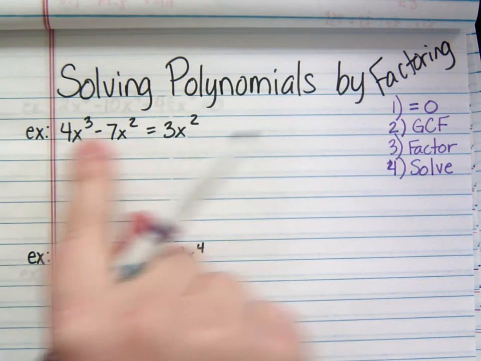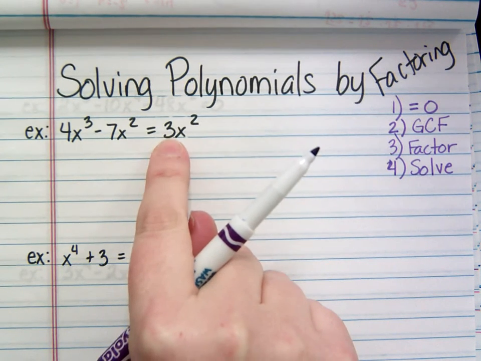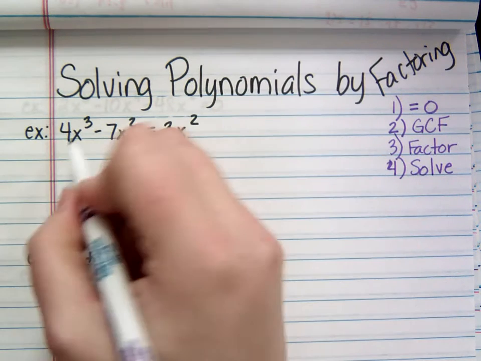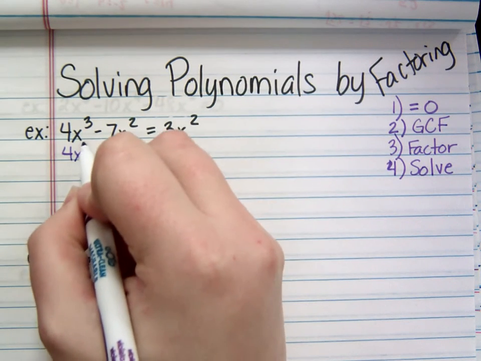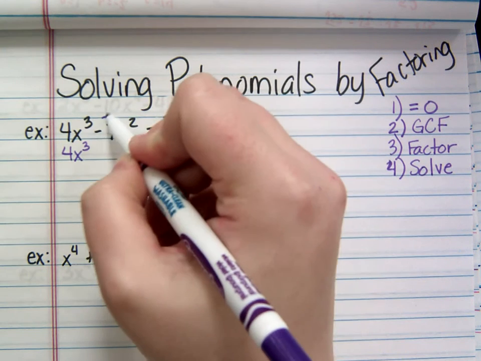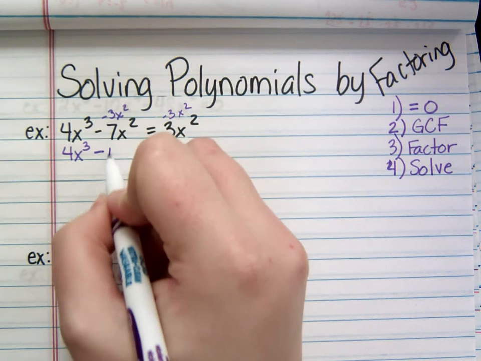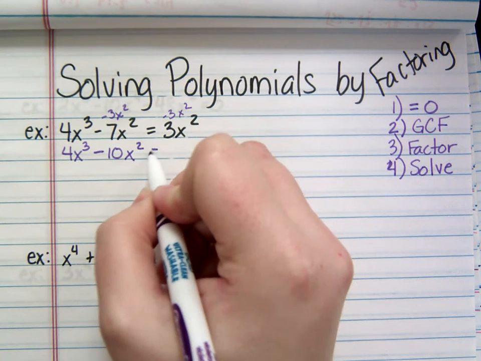So looking at this one here, I need it equal to 0 before I begin. So I have to subtract 3x squared from both sides, which is going to give me 4x cubed. And again, we're subtracting 3x squared. So negative 3 and negative 7 give me negative 10x squared.